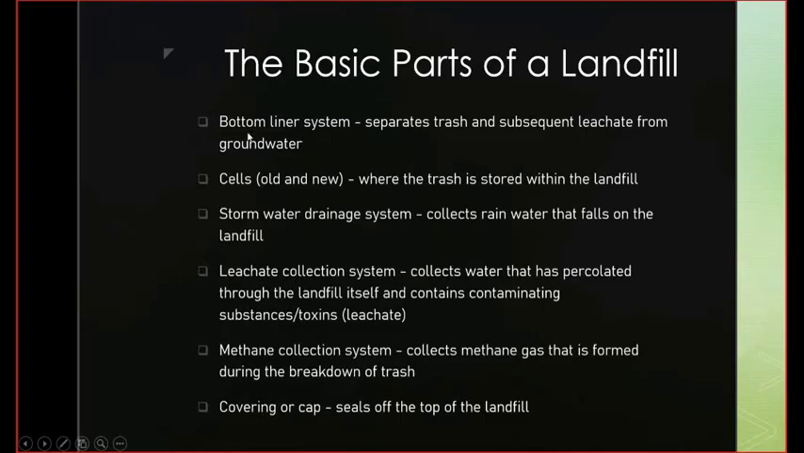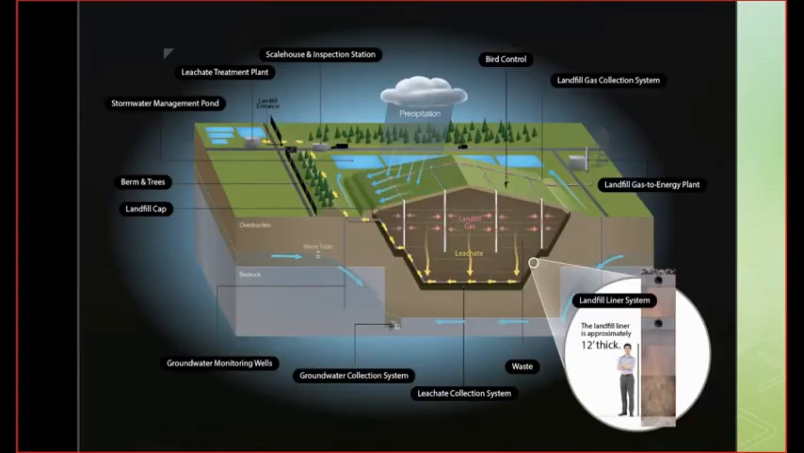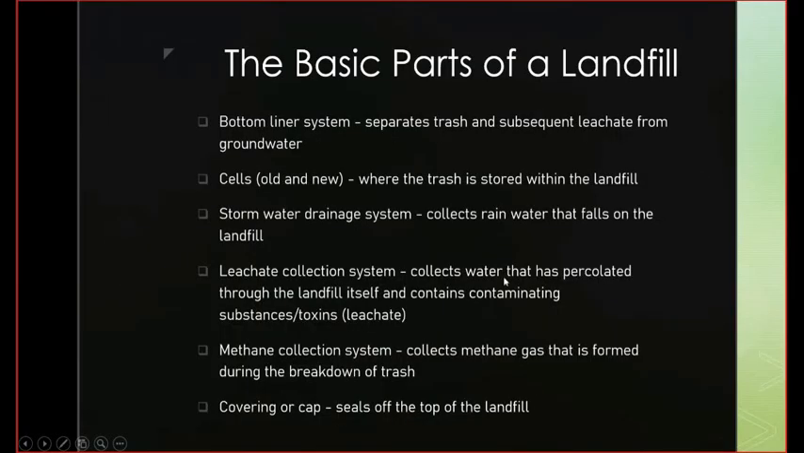The first one is the bottom liner system. What is a bottom liner system? It basically separates the trash found in landfills and the leachate water from the groundwater. In this slide we can see this layer is the bottom liner. Next are cells. Cells are basically the place where all the trash is stored. There are old and new cells, and then comes the storm water drainage system.